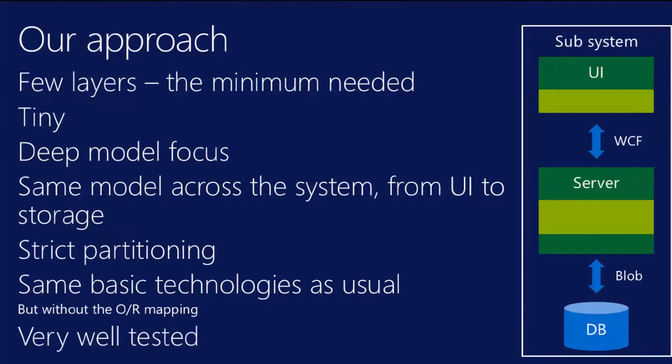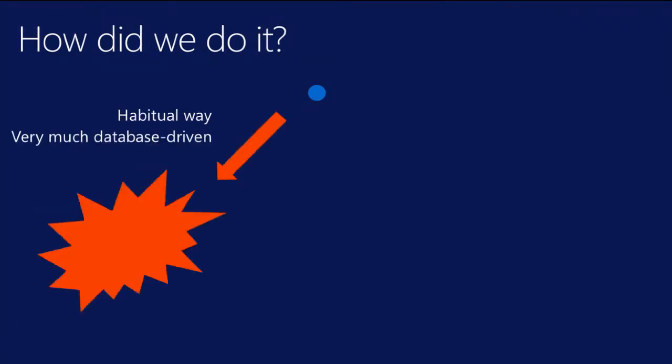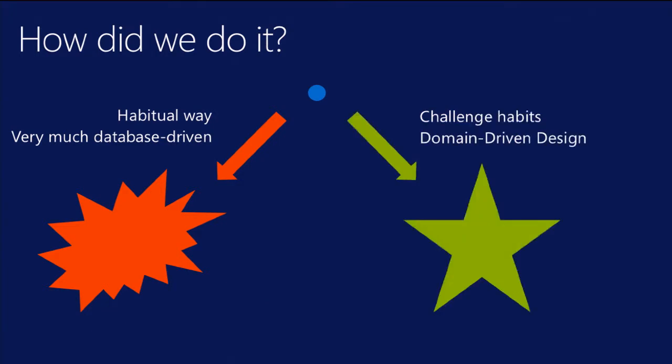Now, how did we do this? Oh, and one thing more. We wanted this to be very well tested, of course. How did we do this? Well, we didn't do this by using the ordinary, habitual way, in which we would have been very much database-driven. If the client would have done this, it would have been, that's supposed to represent some messy explosion or something. We wanted to challenge the habits of the client. We wanted to use domain-driven design, and we wanted to arrive at something star-like. That was our intention.